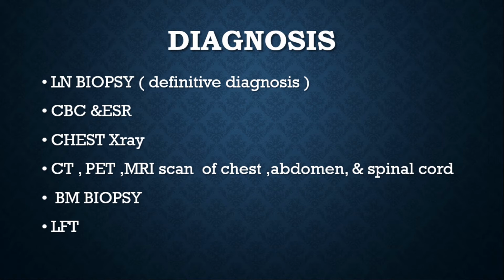In the past, doctors used to do lymphangiogram and laparotomies to look for tissue and the organs involved, but this is no longer used. Bone marrow biopsy, liver function test, and renal function test are all part of the workup and the diagnosis of Hodgkin lymphoma, but the definitive diagnosis is by the lymph node biopsy.